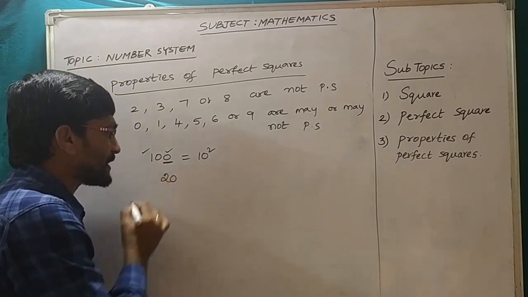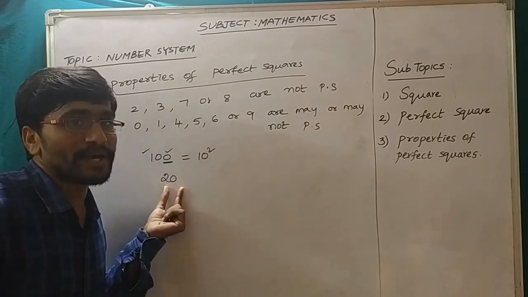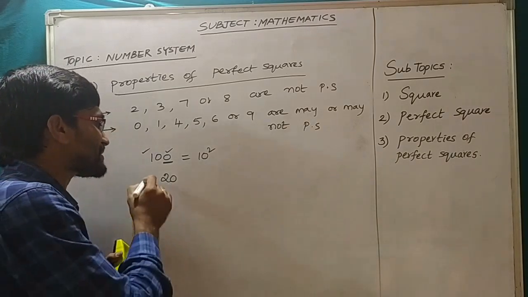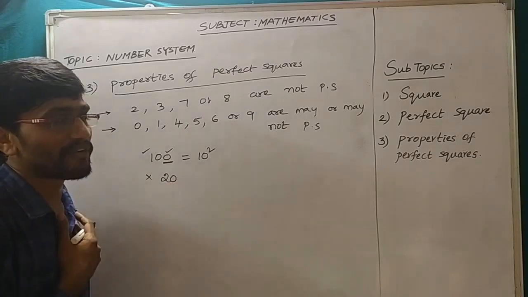If we consider 20, 20 is also ending with the digit 0. Is it a perfect square? No, because it cannot be expressed as the square of any other natural number. So 20 is not a perfect square.